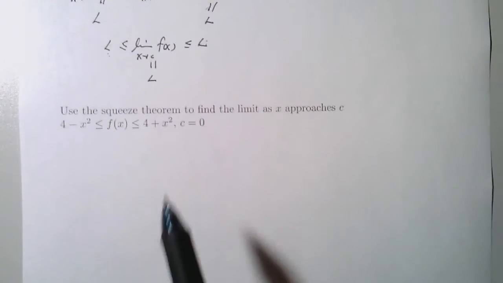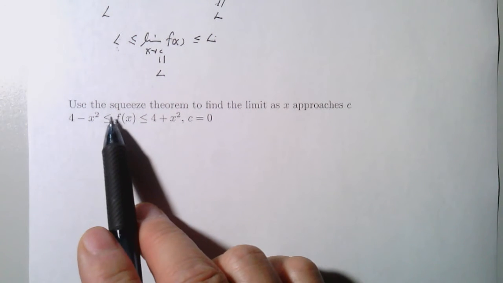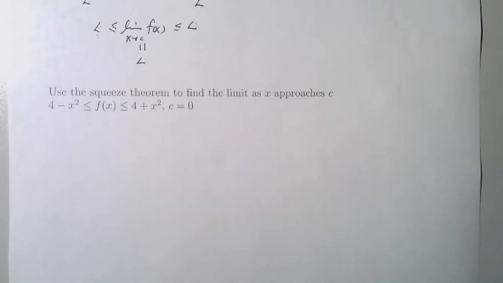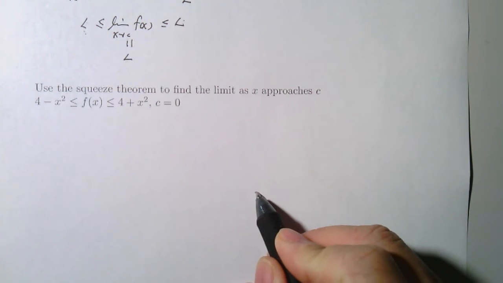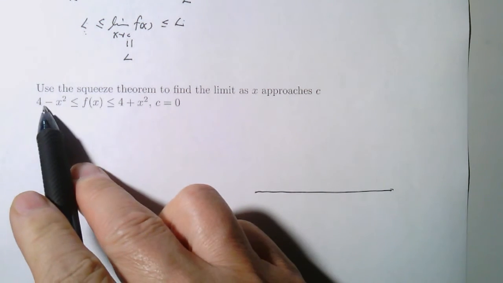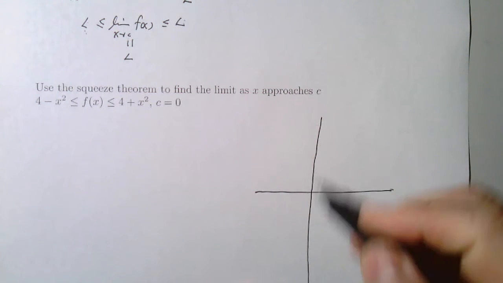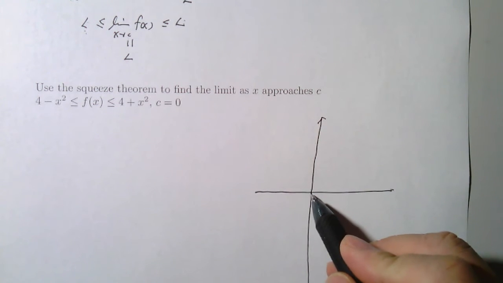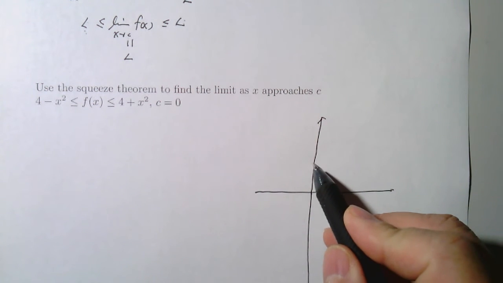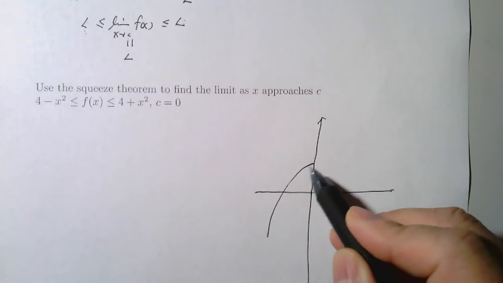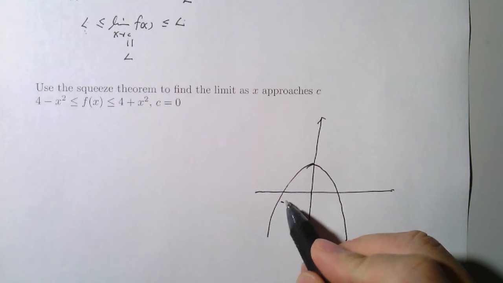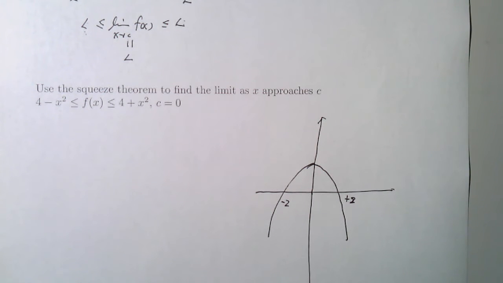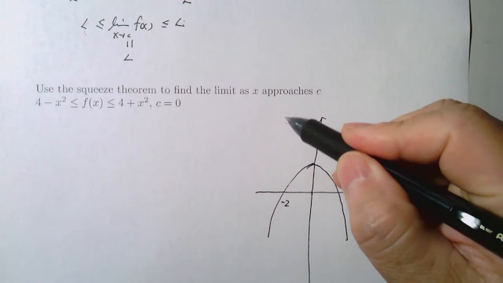So here is one example. Use the Squeeze theorem to find the limit as x approaches c. If you sketch the graph of 4 minus x squared, you will find this graph looks like this. This is a quadratic function. So this is -2, this is +2. And 4 plus x squared looks like this here.